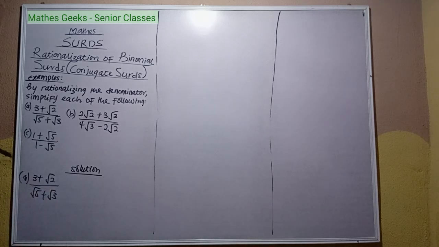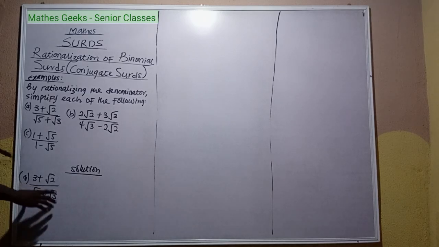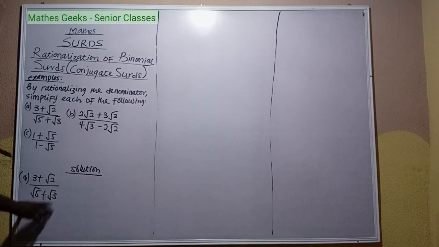So the question says, by rationalizing the denominator, simplify each of the following. So our simplification is going to take place through the process of rationalization of the denominator. And in this case, the denominator is a binomial surd. So how do we rationalize a denominator that is a binomial surd? We do that by multiplying both sides by its conjugate. So the conjugate of this is what we are going to use to multiply both sides.